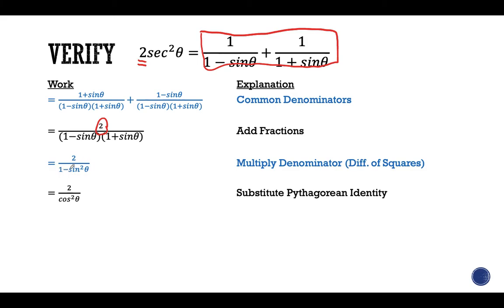Well, 1 minus sine squared, hopefully we recognize that as a Pythagorean identity. So I'm substituting cosine squared in for that, because those are equal as I manipulate one of those Pythagorean identities. Well, if I have cosine in the denominator, that's the reciprocal of secant. So I utilize my reciprocal identity, and I have now shown that 2 secant squared theta equals 2 secant squared theta. I have manipulated the right side of this identity to equal the left side.